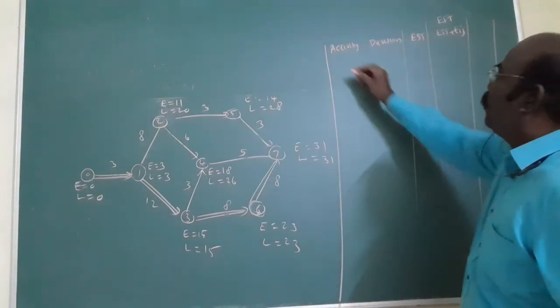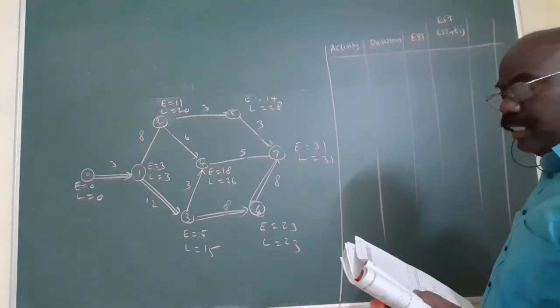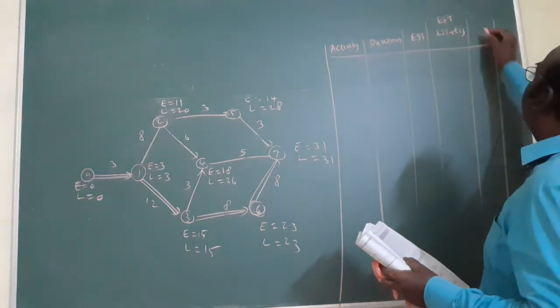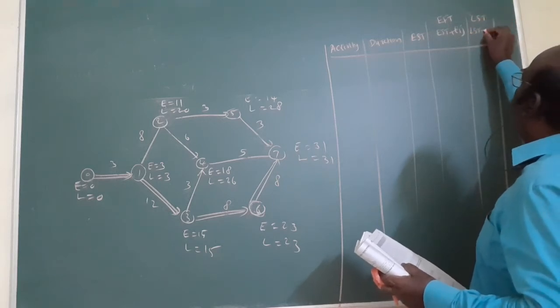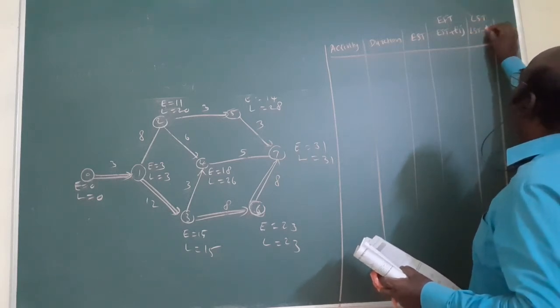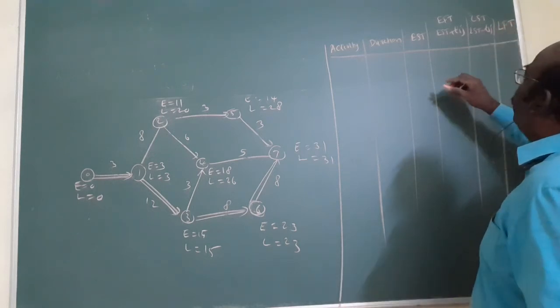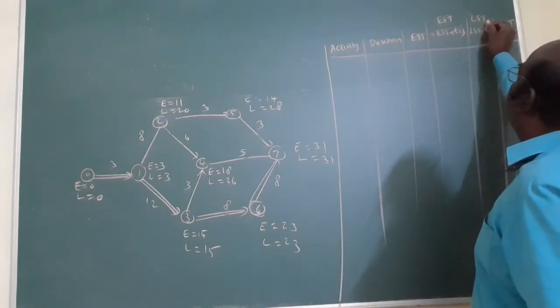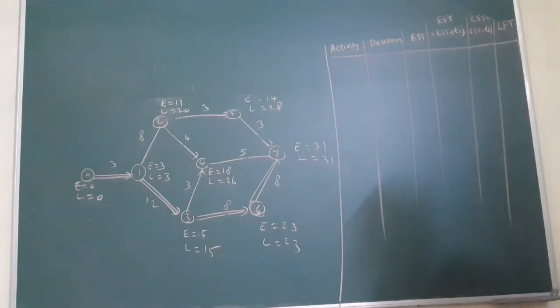Am I right? Next is what? LST. LST means LFT minus TIJ. Then LFT. This side, refer the book. This column is there. From this one you can find out.